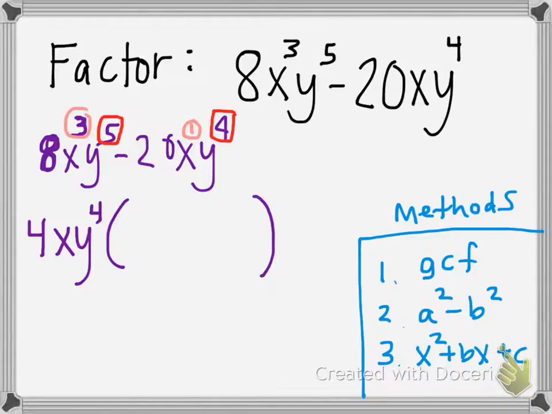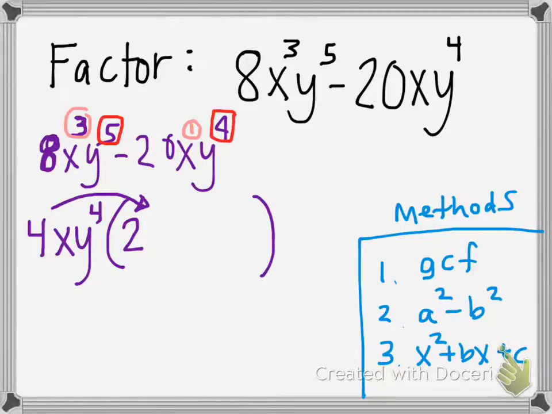So from here, it's kind of like distributing backwards to figure out what's left inside the parentheses. So if I distribute 4 to this empty space here, I need to get back to that first term, 8 x to the third y to the fifth. Well, first let's focus on just the numbers. 4 times what would give me an 8? Well, 4 times 2. And then I pulled out one x.